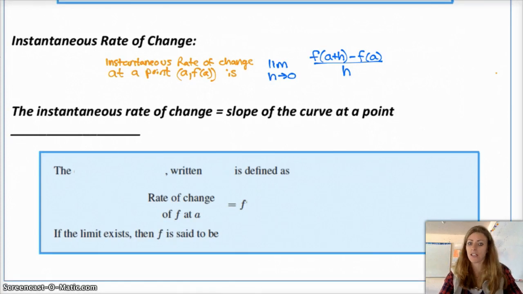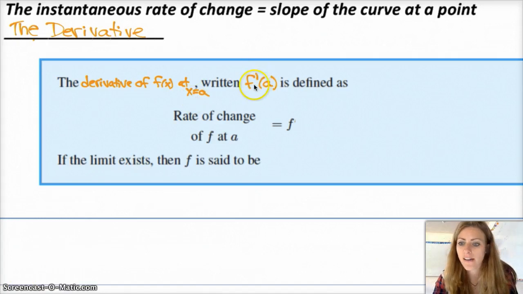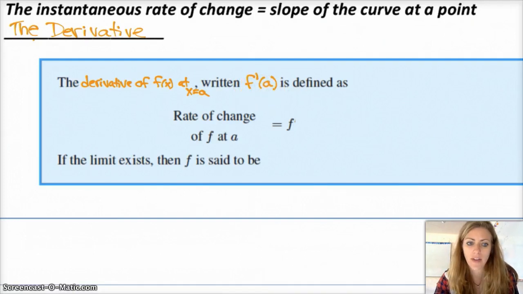There are a couple of different notations of the derivative. I'm going to go over one of them today. And again, recall that this is just the derivative at a point, not the derivative function. So given that f of x is a function, the derivative of f of x at x equals a is written as f prime of a. That's the notation for a derivative, and we say it as f prime of a.